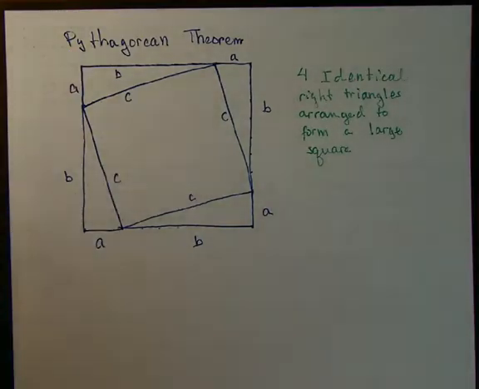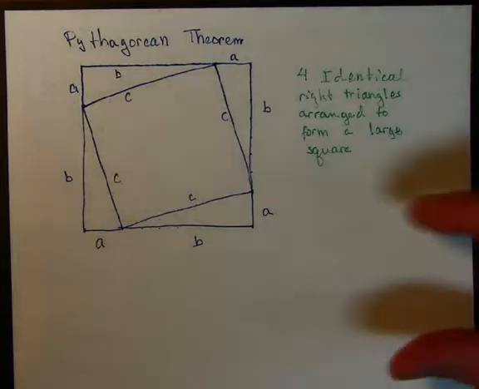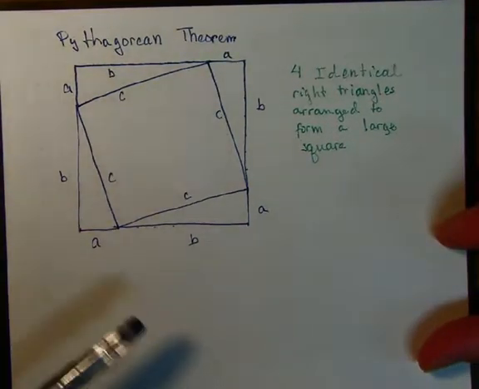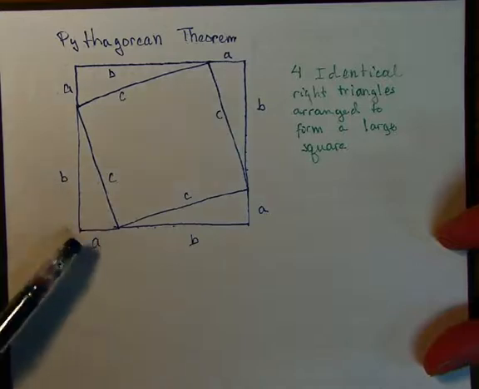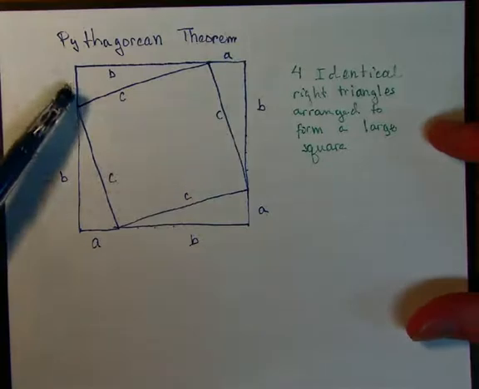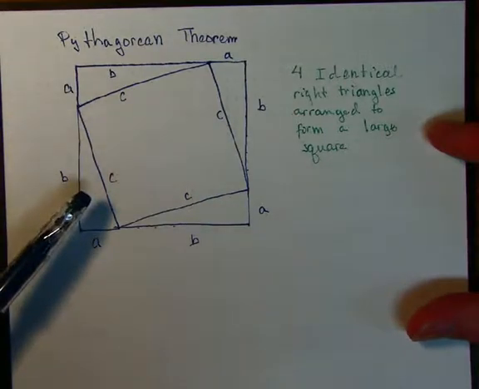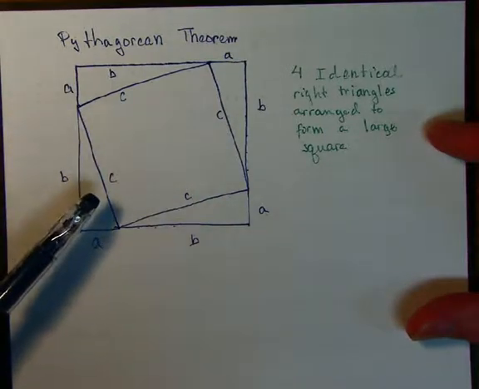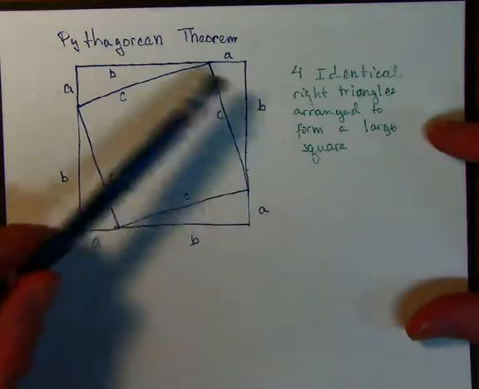So I thought it might be a nice idea to go over a proof of the Pythagorean Theorem. Every student of mathematics should understand at least one proof for this theorem. It's very important. So we're going to prove the Pythagorean Theorem with the aid of this figure. What I've done is arranged four identical right triangles so that they form a large square.